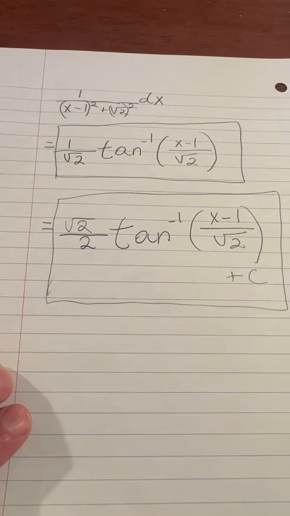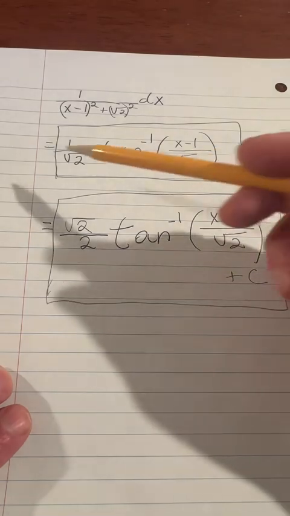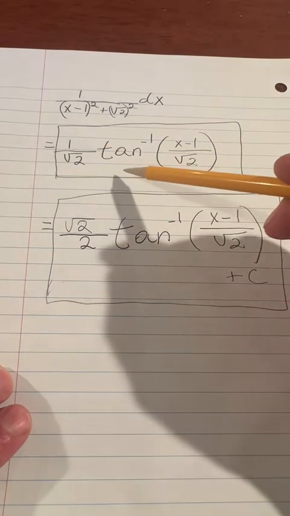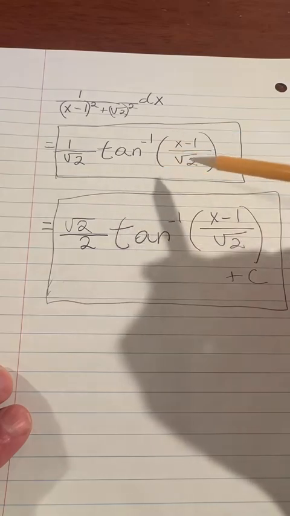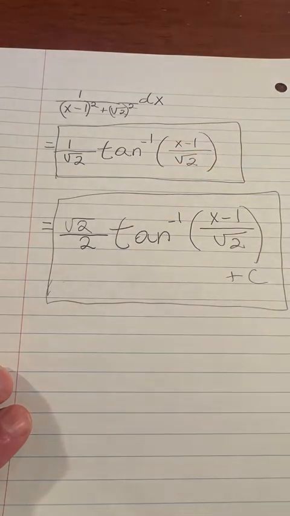And what is u? Well, u is x minus 1, so therefore our integral is equal to 1 over a, which is 1 over the square root of 2, times the inverse tangent of u over a, which is the inverse tangent of x minus 1 over the square root of 2.